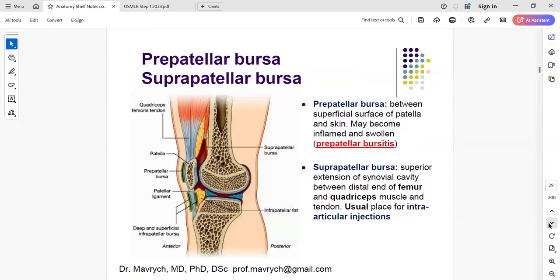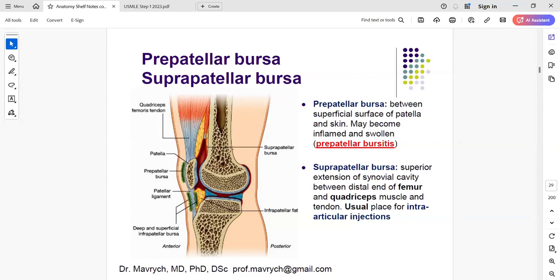Okay, suprapatellar, like we saw with subacromial bursitis. This is suprapatellar. It is very common. They ask in the exam the position, the placement of the bursitis. So prepatellar is between the superficial surface of the patella and the skin. You just have to remember the prepatellar location, which I told you guys, and then there is one suprapatellar, in which, as the name suggests, it is above the patella. So you just have to remember the place of the bursitis.